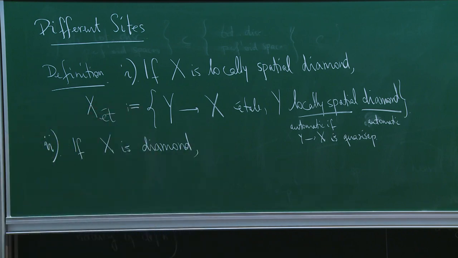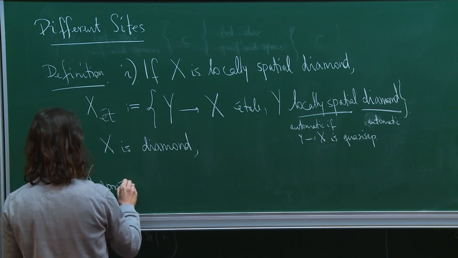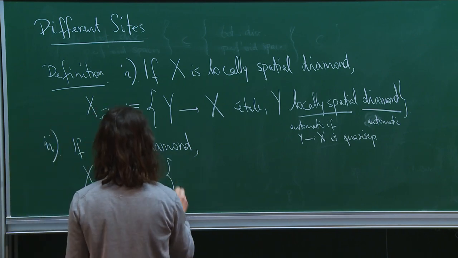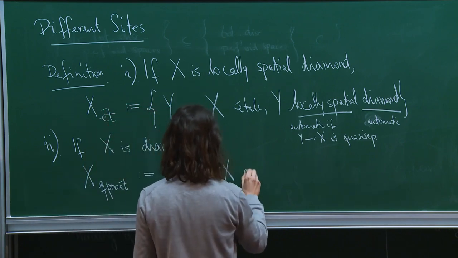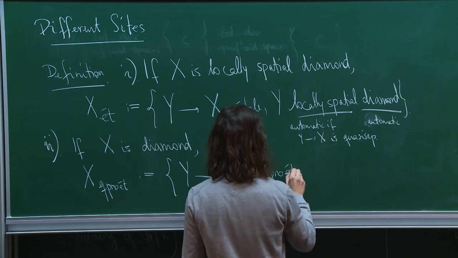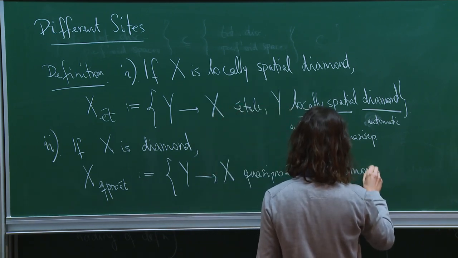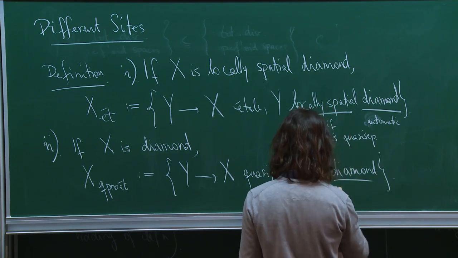If X is just a diamond, I can define this quasi-proetale site, X_{q-proetale}, to be our quasi-proetale maps. Yeah, let me say it, but it's automatic. Why is it a diamond? It's automatic.